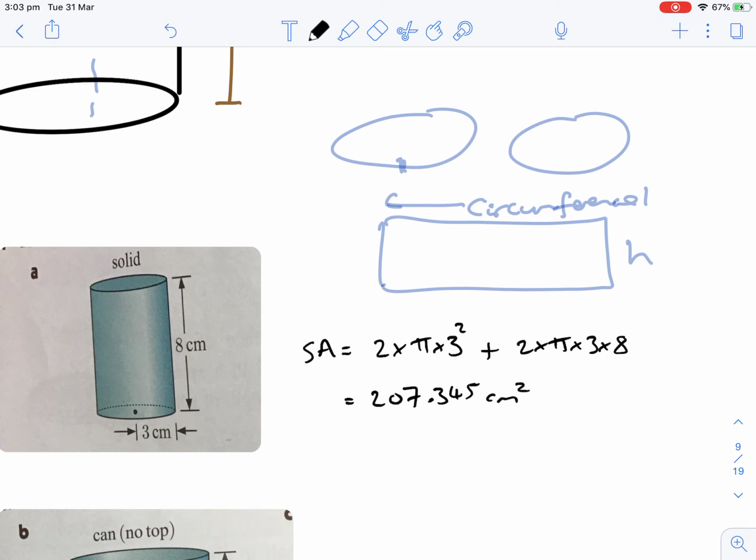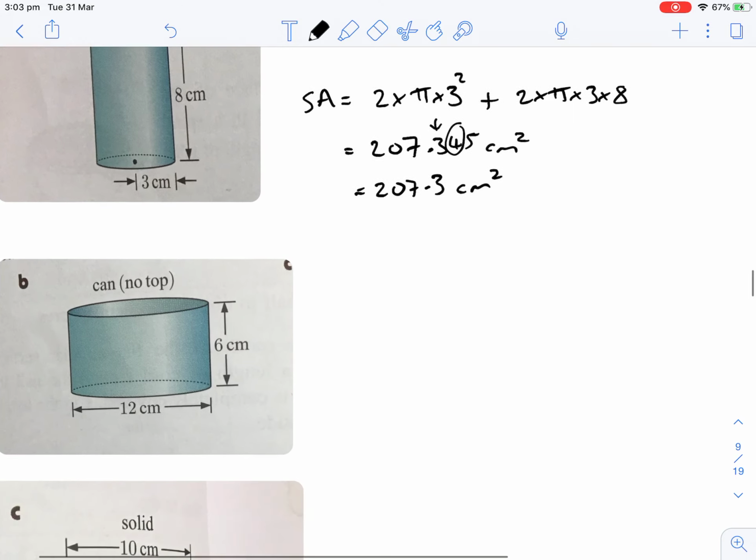The decimals here again mean millimetres effectively, so I'd probably round that to 1 decimal place, which means I'm checking the second one. As it's less than 5, that 3 will not be rounded up, it would stay the same. So I'd wind up with a final answer of 207.3 centimetres squared.